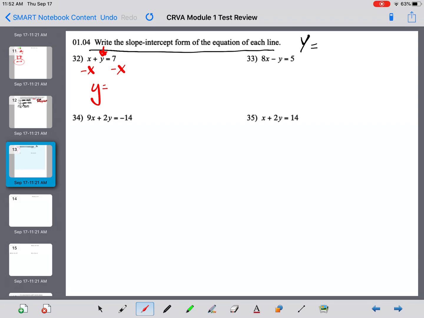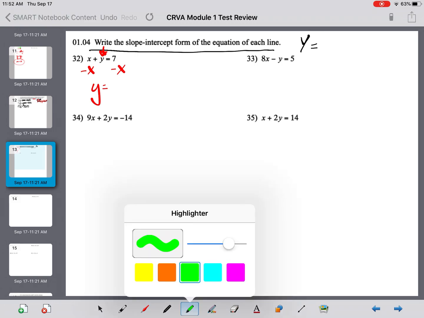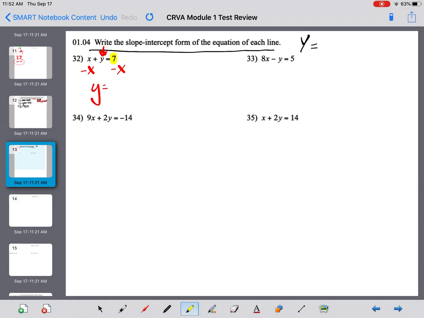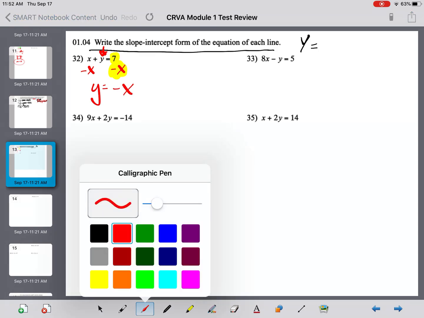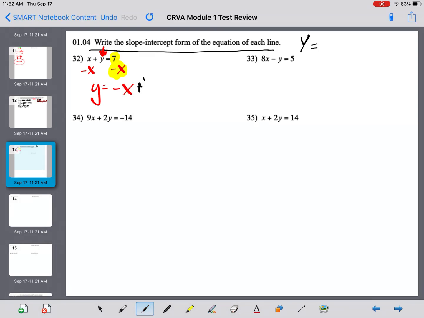Now for slope-intercept form, you want the x term. There are 2 terms on the right side now. There's that positive 7 that started there, and there's that negative x that I had to put over there as my undoing. Put the x term first, and the constant, or plain old number, second. So there is our slope-intercept form.